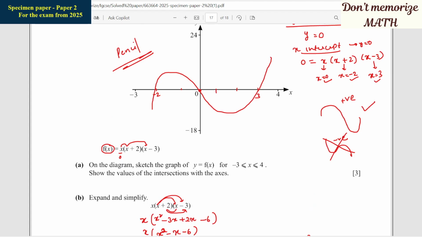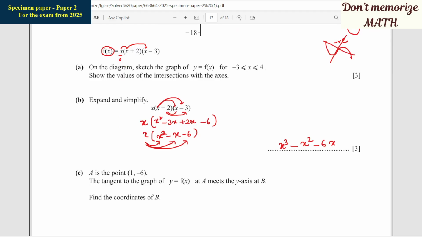Okay, let's see in the graph. A is the point 1 comma minus 6. So 1 is here, minus 6 will be almost somewhere here, right? So this will be 9. So we have a point here. This is the point A. Okay, A is the point 1 comma minus 6.